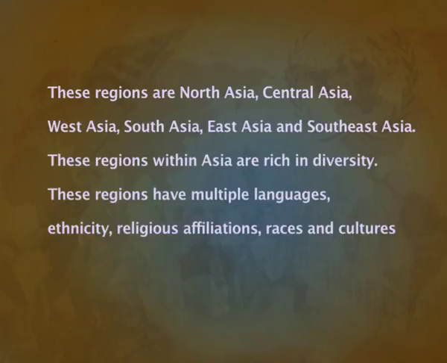Now Asia itself is too vast and diverse. So what we do, we further divide it into different regions or sub-regions. What are these regions? These regions are North Asia, Central Asia, West Asia, South Asia, East Asia and Southeast Asia. These regions are rich in diversity. These regions have multiple languages, ethnicity, religious affiliations, people belonging to different races, people practicing different types of culture, etc. They are so different from each other that it would be difficult to categorize all of them under a few categories.